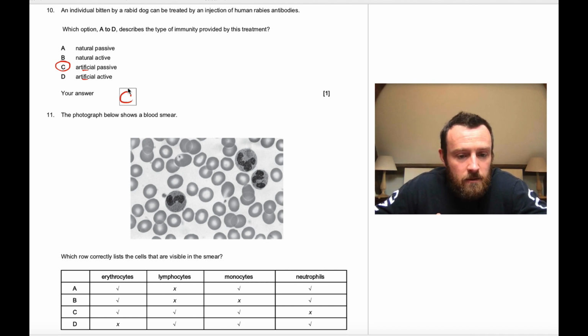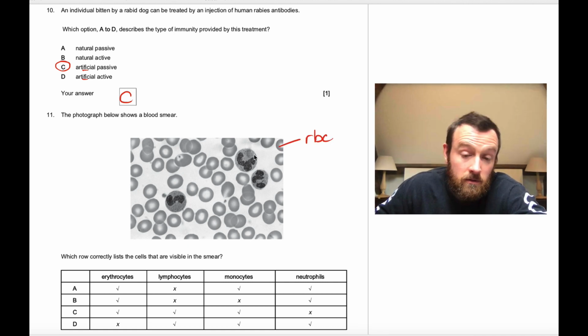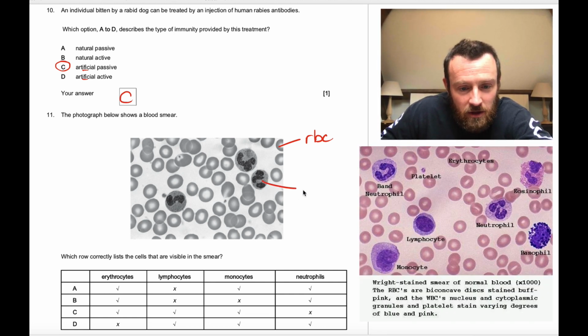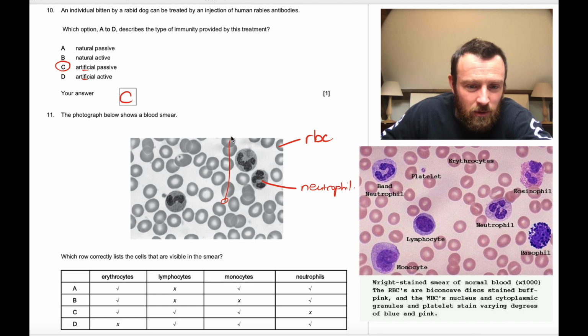Okay, so here's a blood smear. What is visible? Okay, right. Okay, so we've got here RBCs. This is probably something you should have done anyway, just try and work out what's what. That's going to be a neutrophil because it's got a multi-lobed nucleus. I think that's a neutrophil, and I think that's a neutrophil. I think they're all neutrophils. This here could be a platelet. I'm not sure.